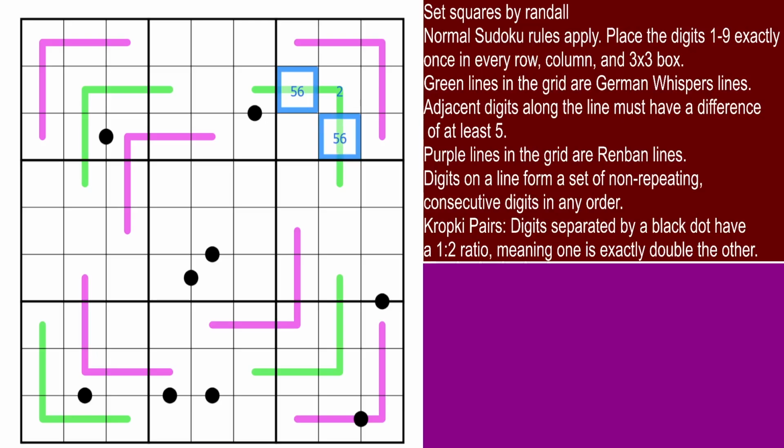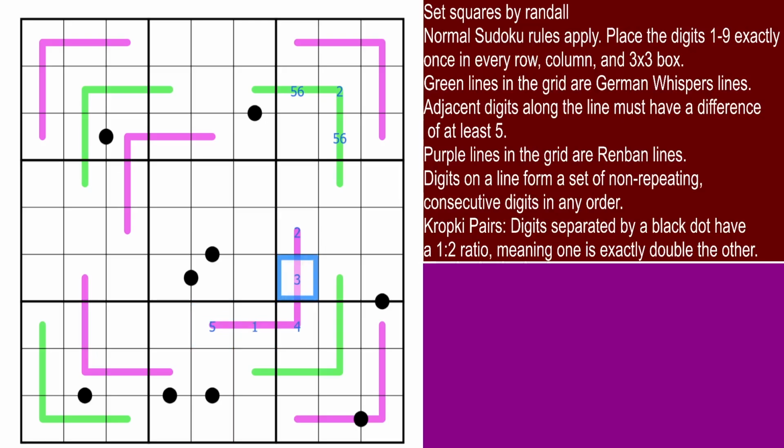Purple lines in the grid are Renban lines. Digits on a line form a set of non-repeating consecutive digits in any order, right? So these are Renban lines, and the property they have is that they must contain consecutive digits. There should not be any gap between the digits. So for example, we can have something like 3, 2, 4, 1 and 5. As you can see, this is 1, 2, 3, 4, 5 Renban. Now you cannot just simply take the 3 out of there and put 6 here, because then this is not continuous, right? So that's the Renban property for you.